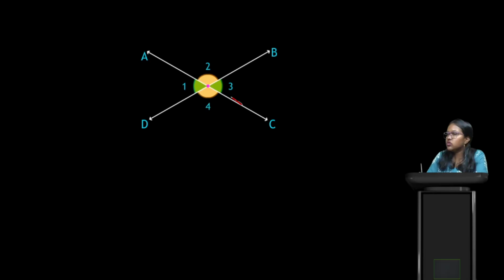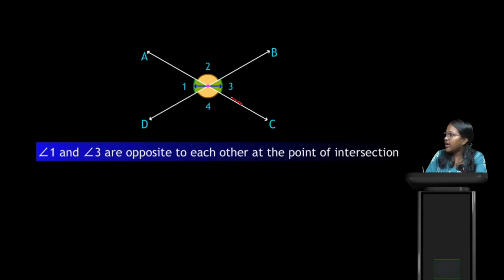Now next, here you see again two intersecting lines and they form four angles. From our previous lecture, angle 1 and angle 3 came out the same. Angle 1 and angle 3 are opposite to each other at the point of intersection, right? Similarly, angle 2 and angle 4 are also opposite to each other.